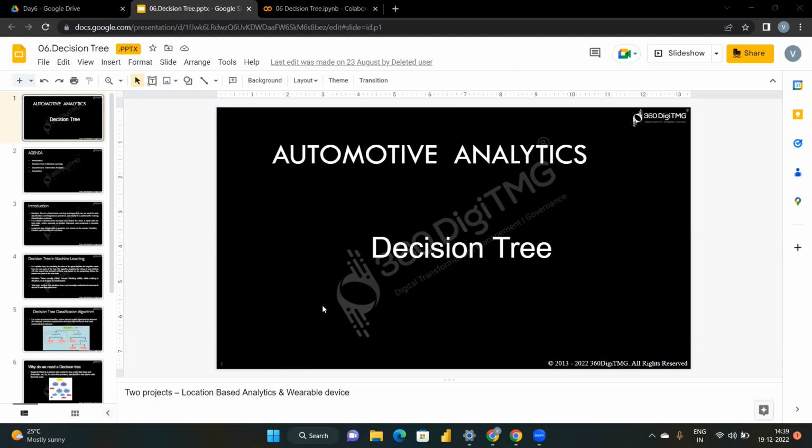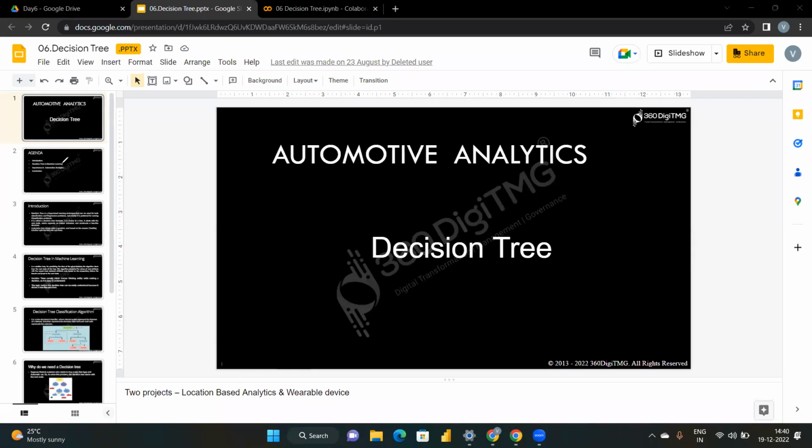So today we'll be seeing about decision tree. Today we'll be seeing the decision tree in automotive analytics. We'll be seeing what is meant by decision tree, what all agendas we have to see to complete a decision tree, and how we are going to implement this code. Starting, we're going to see how this decision tree will be useful for us in automotive analytics.